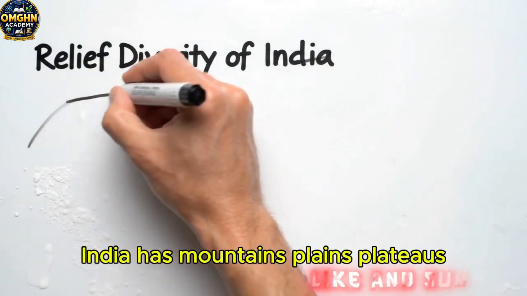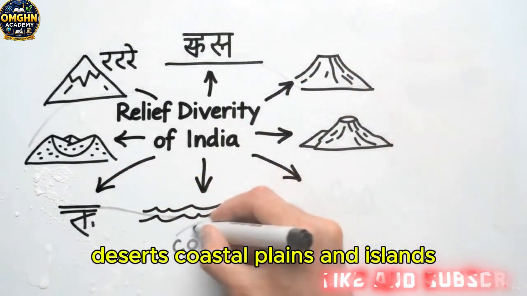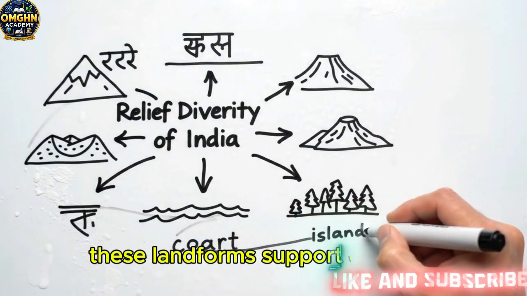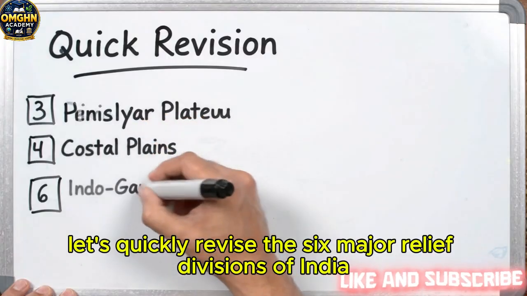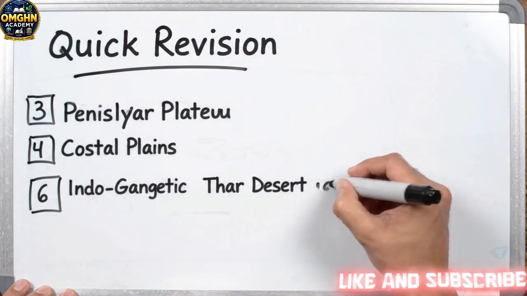India has mountains, plains, plateaus, deserts, coastal plains, and islands. These landforms support different... Let's quickly revise the 6 major relief divisions of India before we finish this chapter.